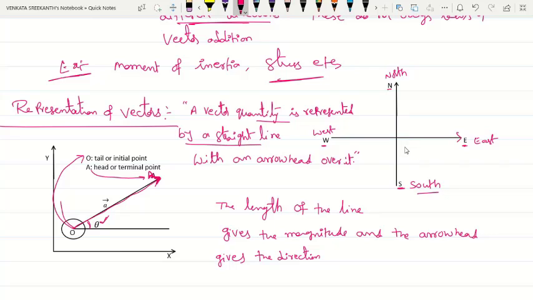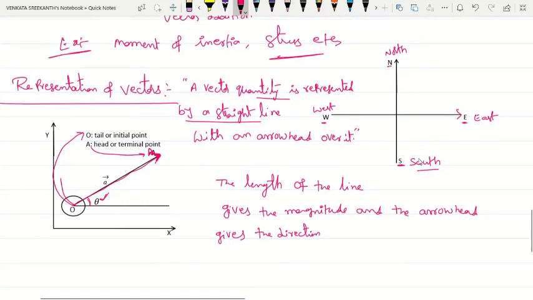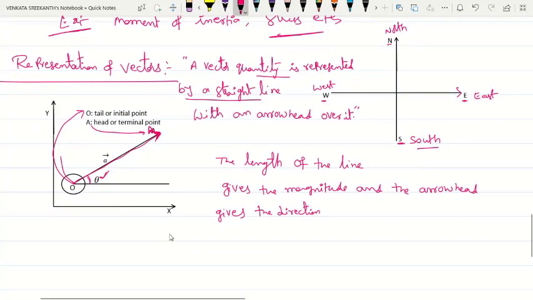After completing the representation of a vector, I will compulsorily explain the east to west different directions also. Don't worry about that. Now, first focus on this base point: the length of the line gives the magnitude and the arrowhead gives the direction.